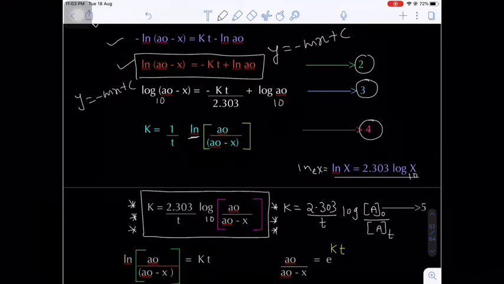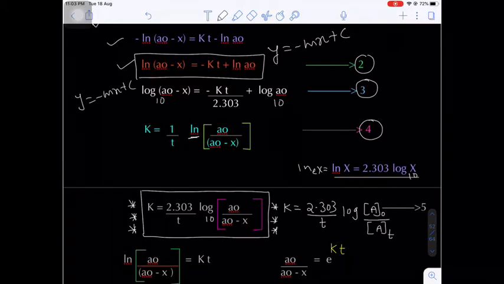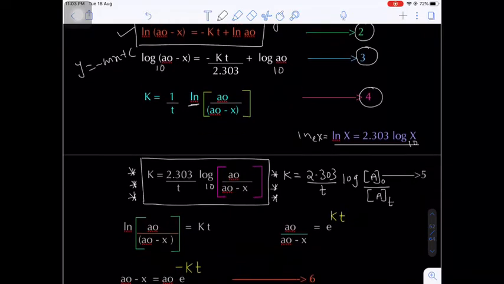Once again I am repeating, rate constant k is equal to 2.303 by t log of a naught by a naught minus x. A naught is the initial concentration of a reactant, and a naught minus x, that is the AT, is the concentration of a reactant at a time interval t.